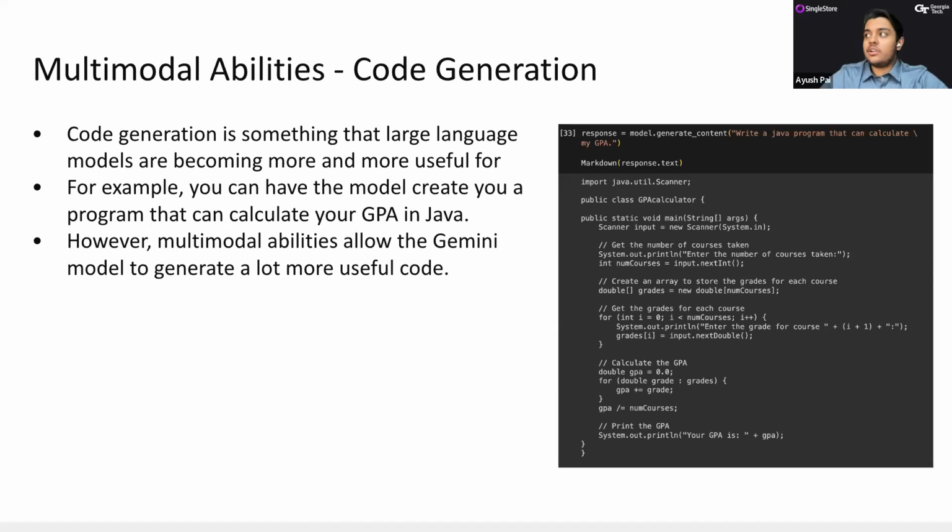For example, my prompt here is: write a Java program that can calculate my GPA. And it created a pretty good Java program right there. You can see it's pretty well formatted in this actual code format with the markdown text. It's great for showing you directly what it looks like in good formats, and also creating very functional code that could be used even at a production level someday.